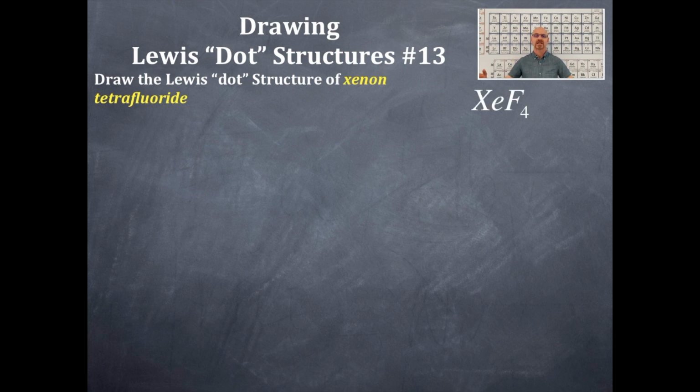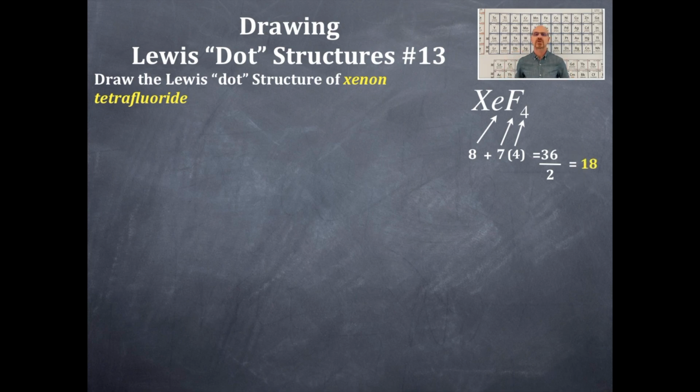Hopefully that makes sense. Now what we're going to do is we're going to get the number of valence electrons on xenon. That's 8. Valence electrons on fluorine, that's 7. And total number of fluorines, that's 4. I'm going to add these up and I'm going to get this number 36. I'm going to divide 36 by 2. So I now get 18 pairs of electrons.